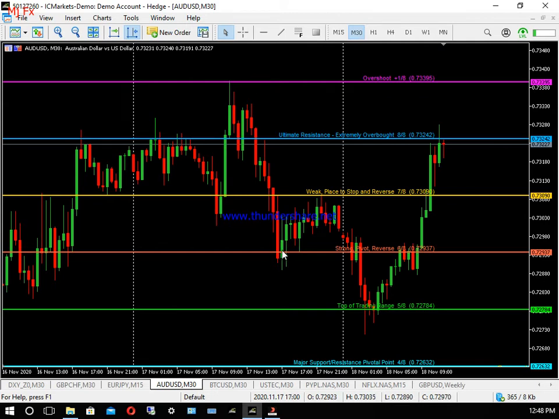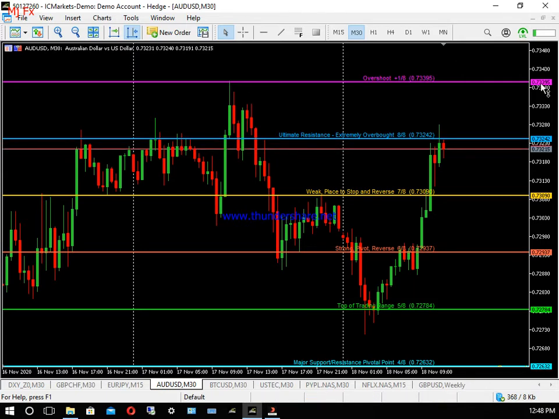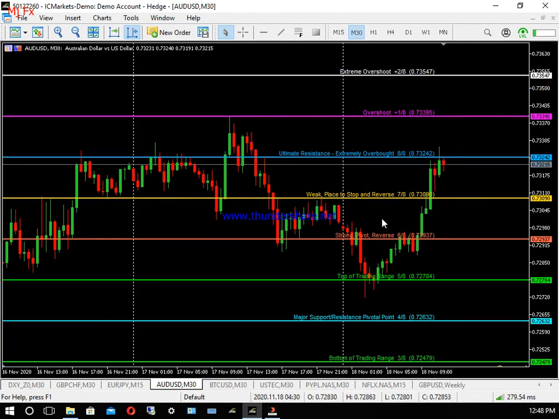It came and held above strong pivot reverse. You can swing trade, you can trade both ways if you're a scalper or an intraday trader. So you can see how price is holding. Right now it's holding above strong pivot reverse. As you can see, it managed to close above it, and if it manages to close above it, you can take a buy.